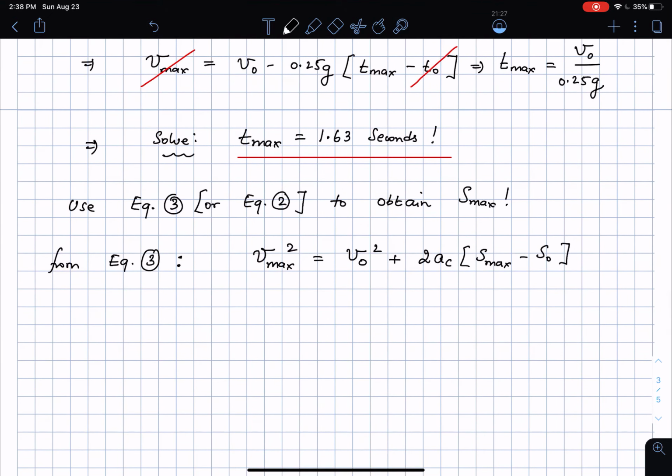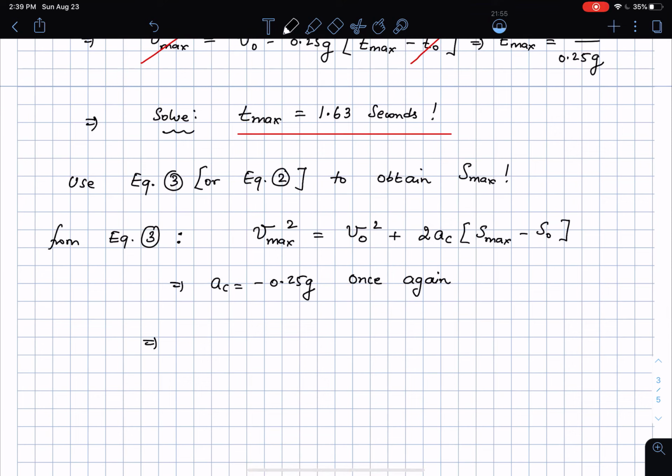Start substituting. Once again, my acceleration is negative because I'm traveling up the ramp from S naught to S max. So once again, AC is minus 0.25 g, because we are traveling from S naught to S max. If I'm traveling from S max to S naught, then my acceleration is actually going to be plus 0.25 g because my ball is now traveling down the incline. That's not the case I'm interested in right now.